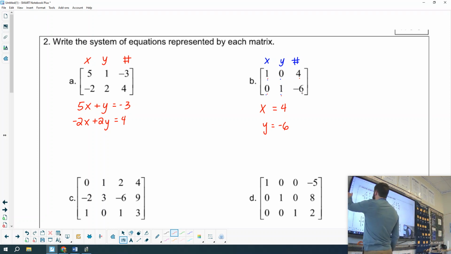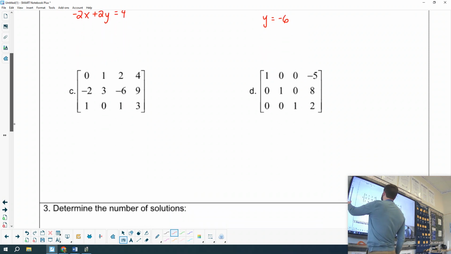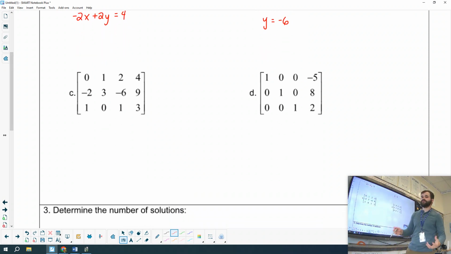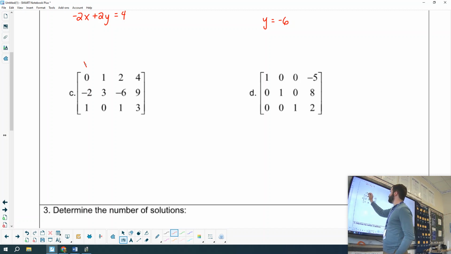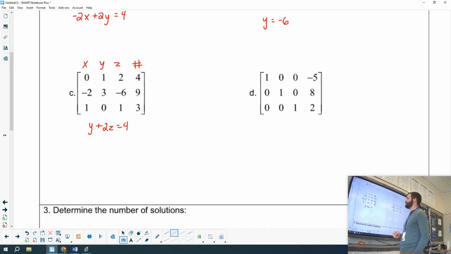All right. Let's take a look now at if it's a 3 by 4. So this is a 3 by 4. So this is a system of 3 equations. So once again, this one has an x, a y, z, and a whole number. So x, y, z, whole number. So this one, 0 x's, 1 y plus 2z equals 4. So 1y plus 2z equals 4. That's my first equation.